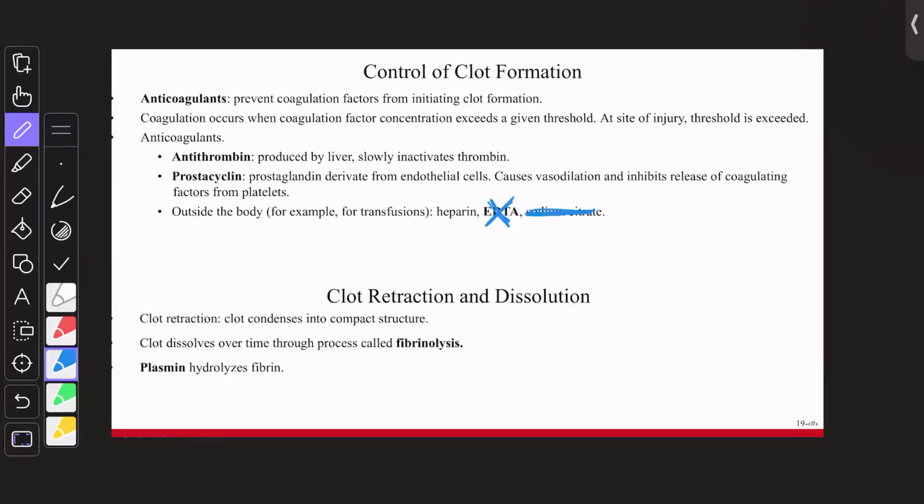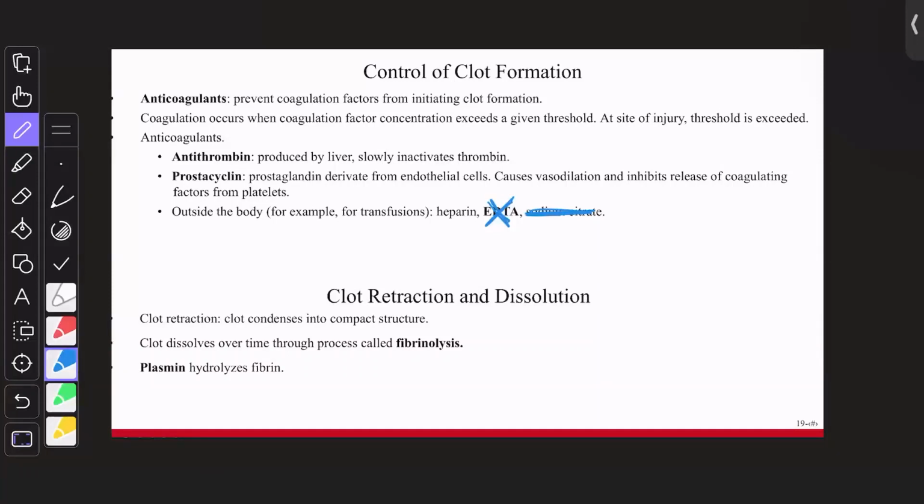Couple of things that we have: antithrombin, which is going to turn off thrombin. We have prostacyclin, which I mentioned earlier, and it comes from the endothelial cells, and it causes vasodilation, which is going to do what? It's going to reverse the spasm, right? It's going to open that blood vessel up, and it's going to inhibit the release of clotting factors from the platelets.